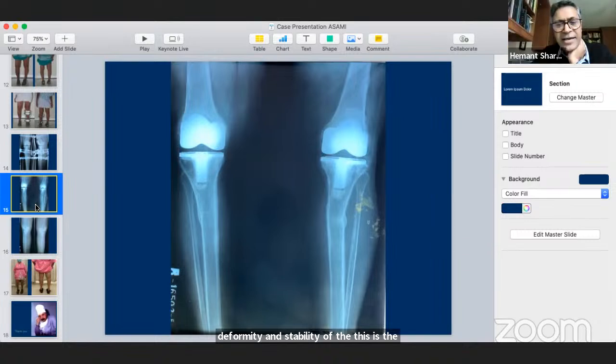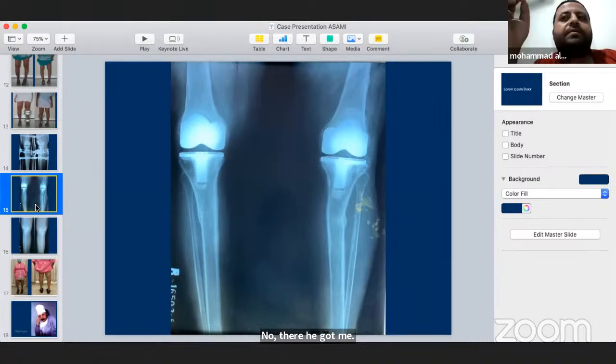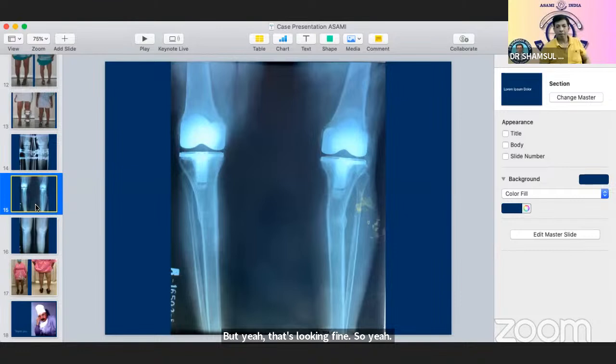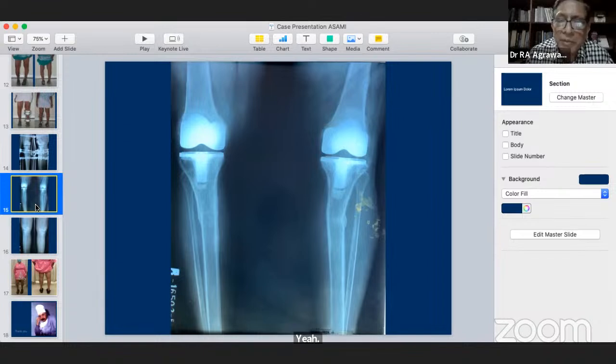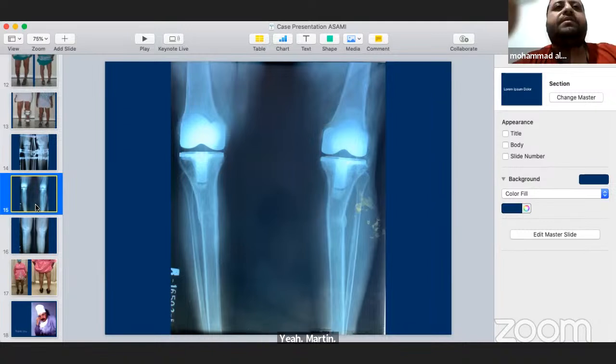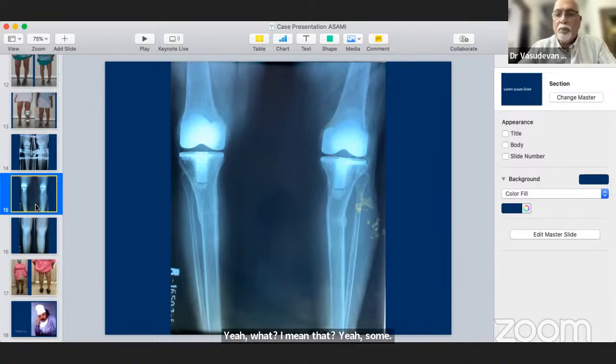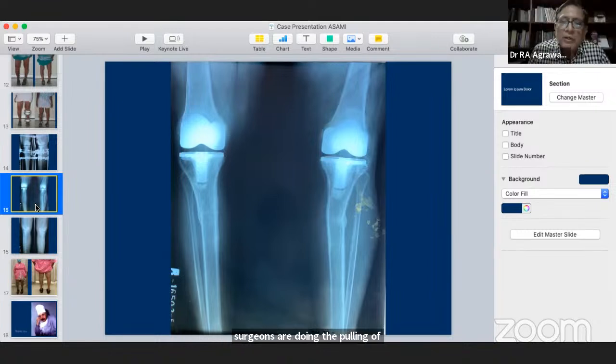I understand the correction of the deformity, but the ligaments, yeah, that's looking fine. Can I ask something, please? Some surgeons are pulling the fibula head downward. Rod Pelle is doing that. He says that if you pull the fibula downward, that will tighten the lateral ligaments. That also helps in these cases.